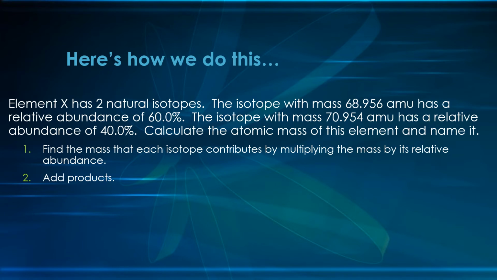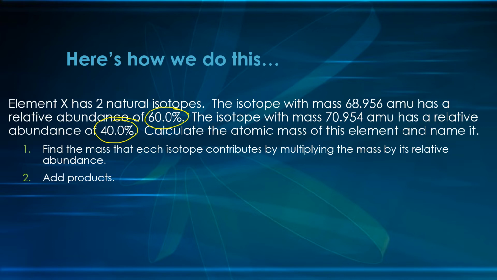The first thing I want to do is look at these percentages and think about what that means. If I were to have a sample of 100 of these atoms, we don't know what their name is just yet, but it looks like there are only 2 versions of this atom: the atom with a mass of 68.956 and the atom with a mass of 70.954. Out of 100 atoms, 60 of them would have a mass of 68.956 and 40 of them would have a mass of 70.954.